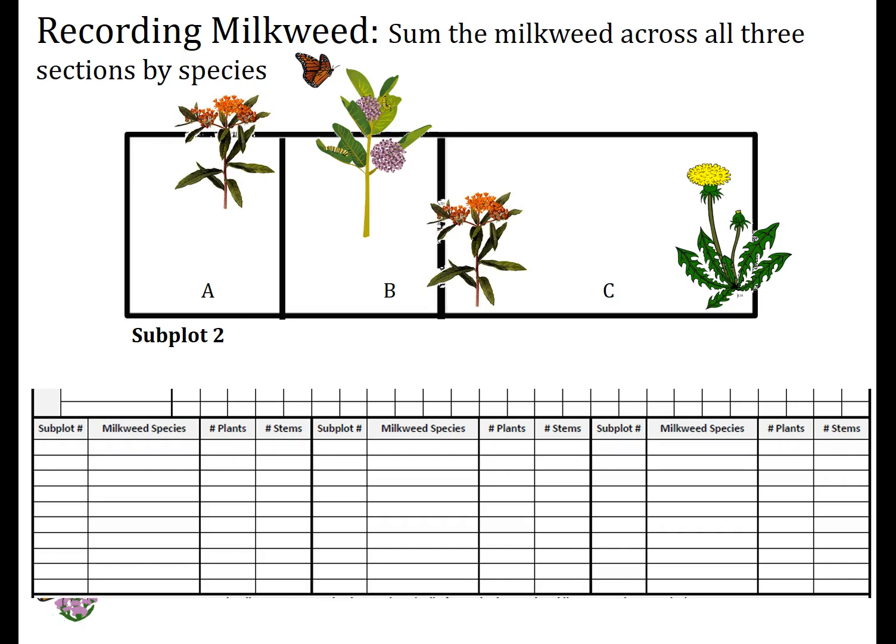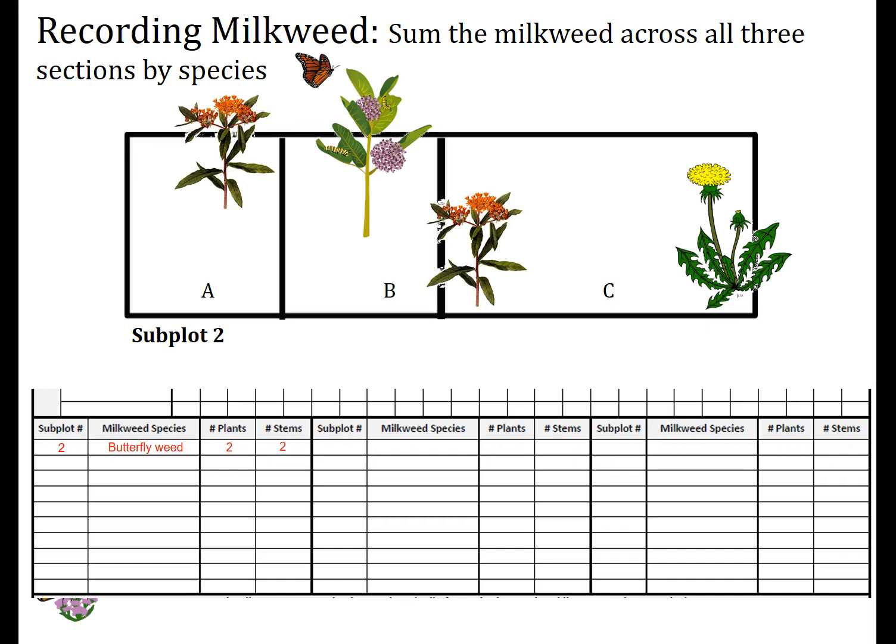Now we'll go through an example of how to record milkweed on your datasheet. Starting with subplot number 2, we would count the milkweed by species that occur in the subplot. For example, we see that we have butterfly weed growing, and we have 2 plants with 1 stem each. On the bottom part of our datasheet, we would write in subplot number 2, butterfly weed, 2 plants, and since they have 1 stem each, we'd write in 2 stems.